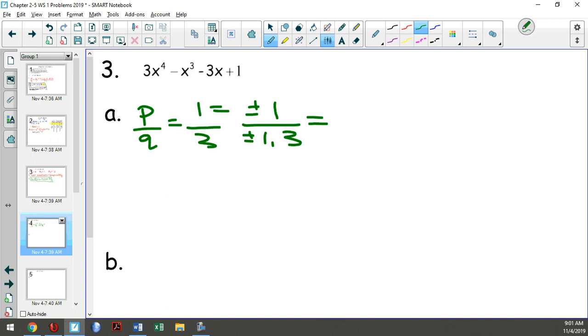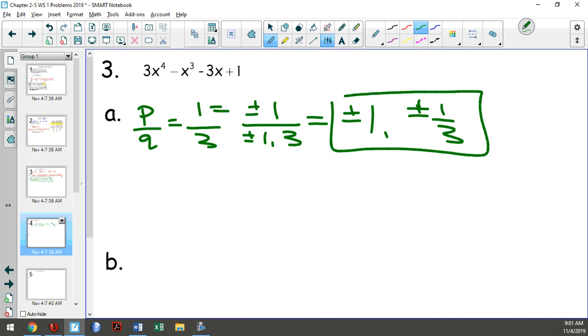So now, what is my total P over Q value list? Well, I'm going to take 1 and divide it by 1, which gives me 1. I'm going to take 1 and divide it by 3, which gives me plus or minus a third. Do we all see that? This is my list. That's my P over Q list.